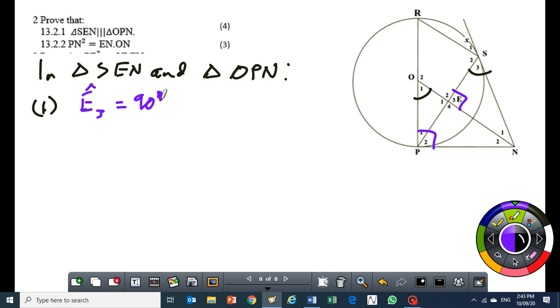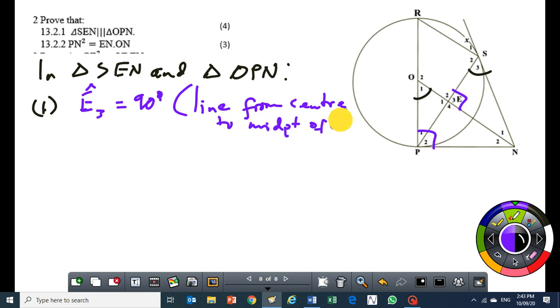If you look at the question, E4 is equal to 90. Then if you proved E4, then you must write the relationship between E4 and E3 as your reason. Why is E3 equal to E4? Okay? So here, my answer, I'll write it as line from center to midpoint of chord. That's how I would write it. And once I write it like this, I will be on the safe side.